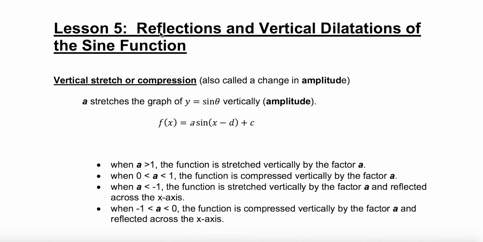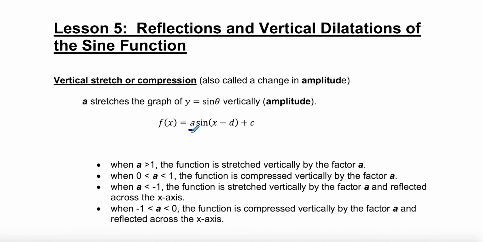Lesson 5 is on reflections and vertical dilatations of the sine function. This is also going to feel a little familiar, very similar to the quadratic equation. A vertical stretch or compression, also called a change in amplitude, has an A value. A is always written right at the front of the equation.